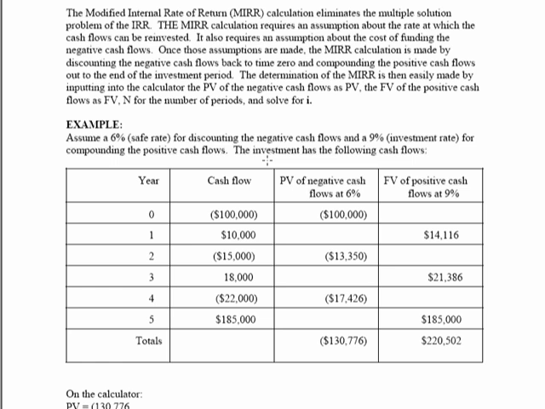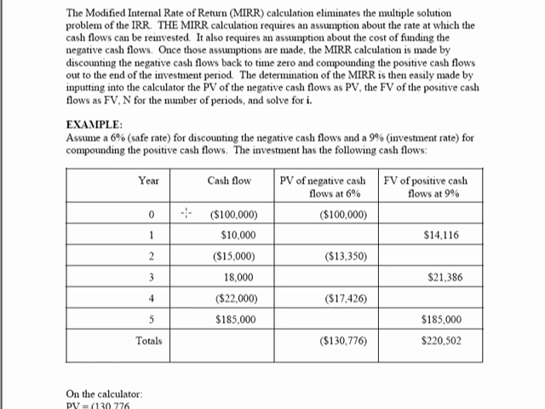So in this problem, and again, probably the best way to understand this and learn this is to try a problem. In this problem, we're going to assume a safe rate of 6% for discounting the negative cash flows to present value at year 0, and a 9% investment or reinvestment rate for the compounding of the positive cash flows. And here we have an investment with both positive and negative cash flows.